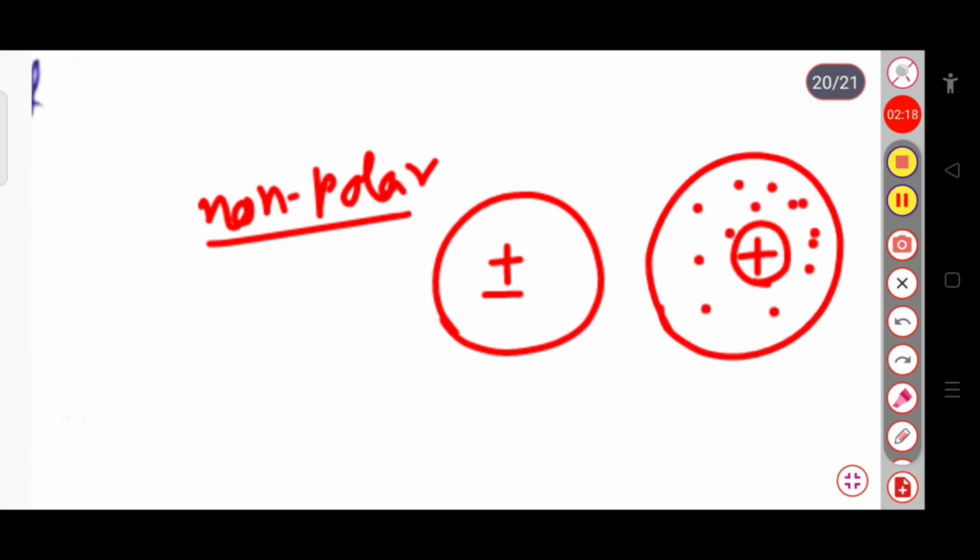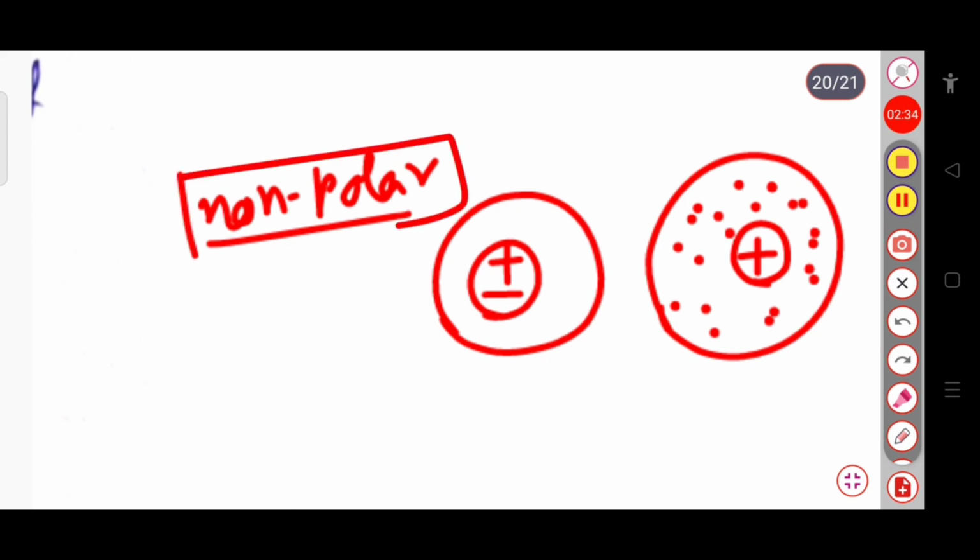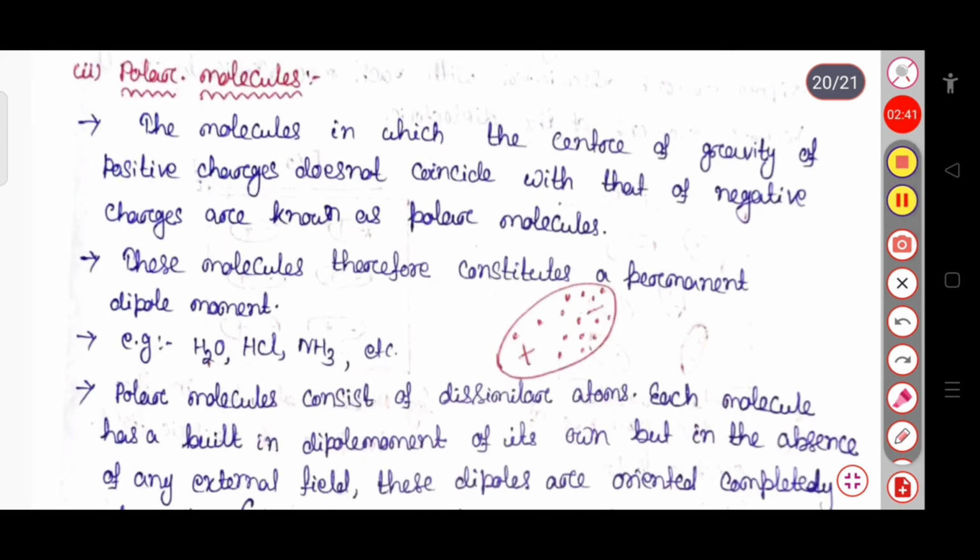These are the cloud of electrons present inside this atom like this, and the charge density of the negative charge particle and the positive charge particle will lie at one point, the center of gravity. They will coincide at a single point in the case of non-polar molecules. But in the case of polar molecules, they will not coincide. So let us start with the polar molecules.